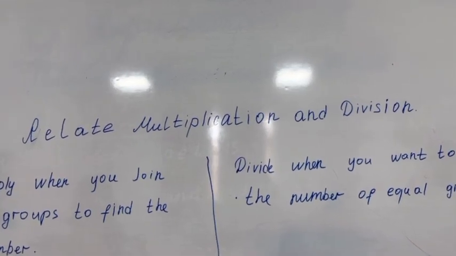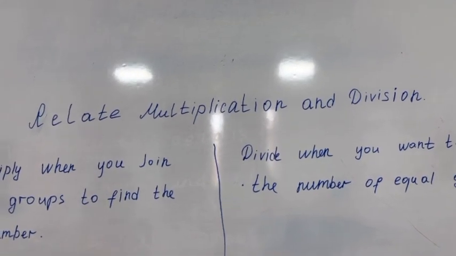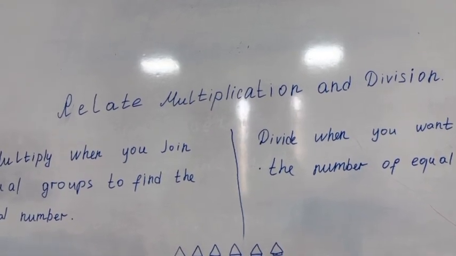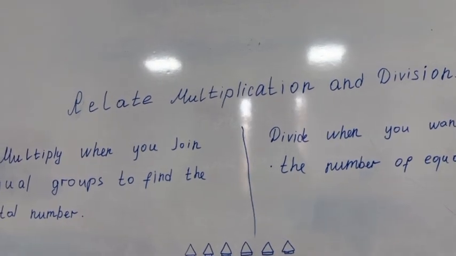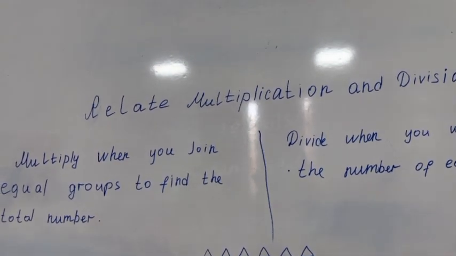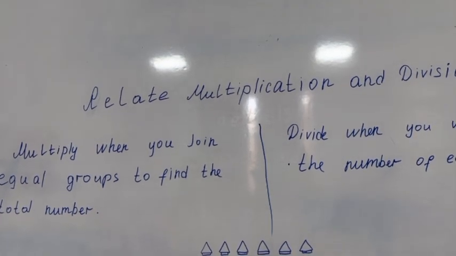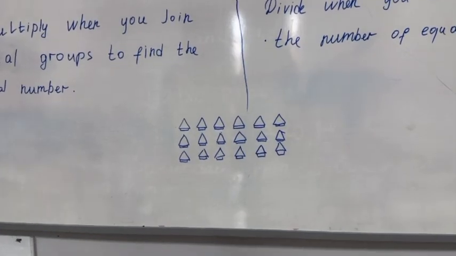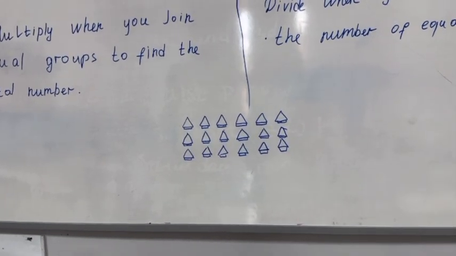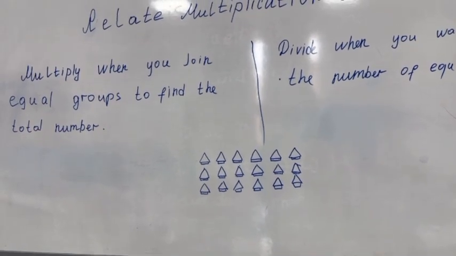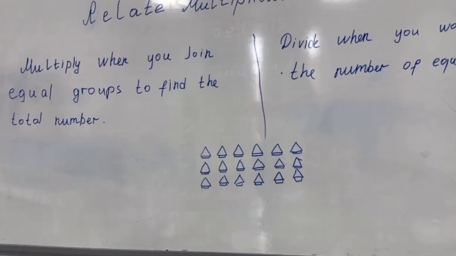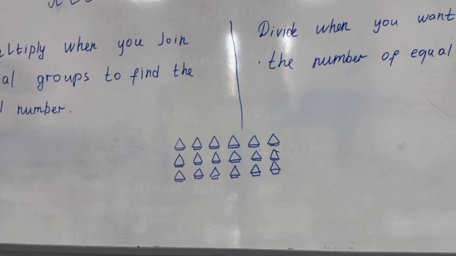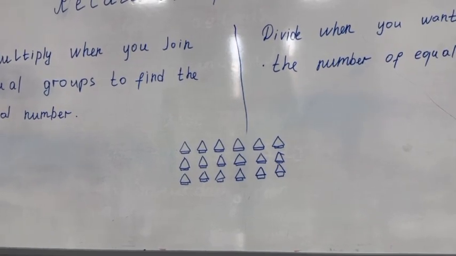Hello guys, our topic is relate multiplication and division. So what do we do when we need to find the total number of objects in equal groups? And what if we have a total and need to split it into equal groups? Multiplication helps us find the total when we know the number of groups and how many are in each. And division helps us split a total into equal groups or find how many are in each group.